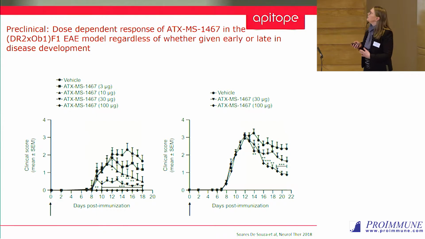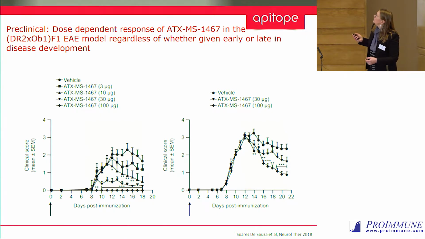Showing you some preclinical data from our very first compound, that is ATX-MS1467, and we use a double transgenic model for this specific compound, which has a T cell receptor that is derived from a human for an MBP epitope bound on the DR2. So the OB1 here is the T cell receptor name, and the DR2 is an HLA transgenic mouse that we actually use. Because we derived these epitopes and we developed them for humans, that means that we used HLA transgenic mice.